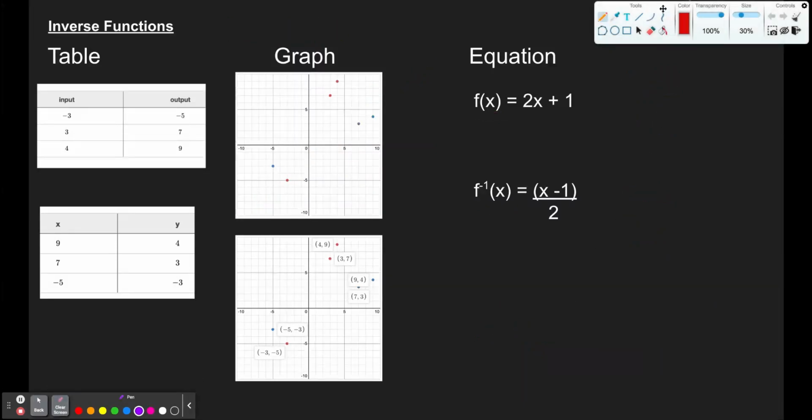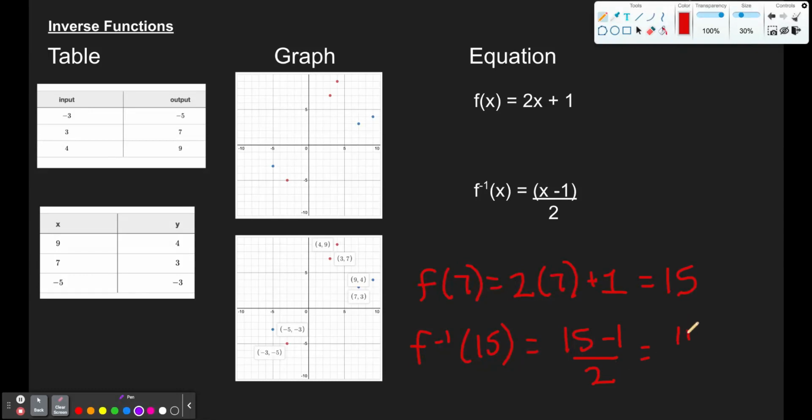Finally, you can check if your inverse function is indeed an inverse function by taking any number, f of 7, plugging it into the original function. So that would be 2 times 7, 14, plus 1 is 15. And then taking that answer and plugging it into the inverse function. So we take the inverse function and we do 15 minus 1 divided by 2. 14 over 2 is 7. Since our original input and our final output are the same, we've checked and we know that this is indeed the inverse of this original function.